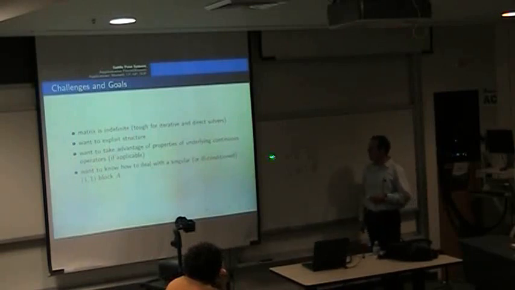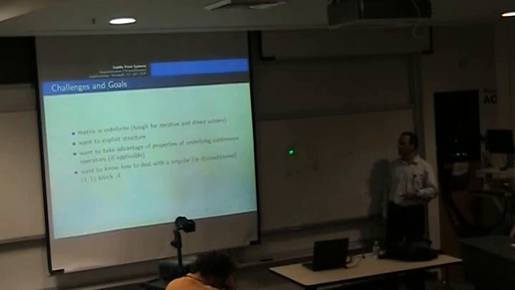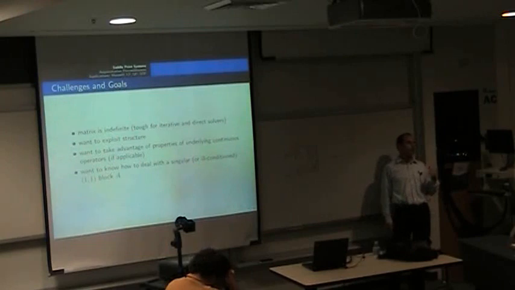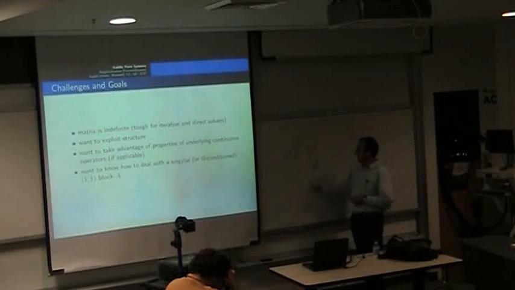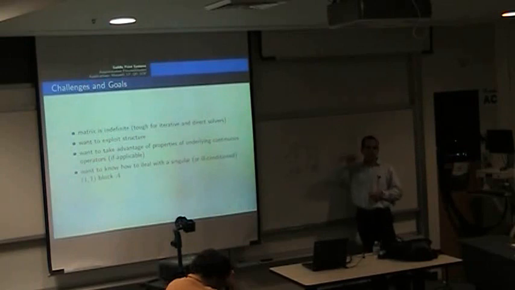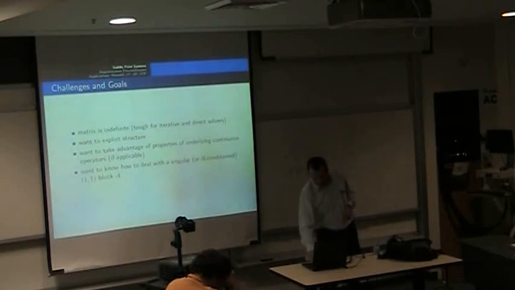And the other thing that I already mentioned is that this operator might be particularly difficult to deal with. We might not be able to, for example, invert it. It might be some kind of crazy operator. It could have a lot of zeros in it, for example, and still we want to be able to deal with it. So these are the challenges.